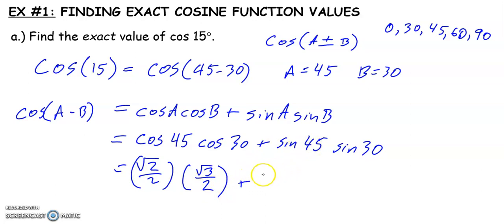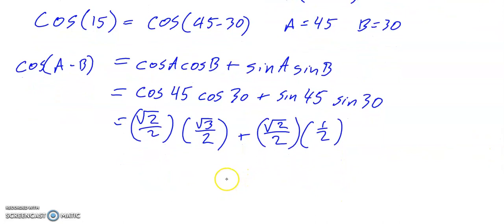Plus the sine of 45, radical 2 over 2. I'm getting these values from the points on my unit circle. And the sine of 30 is 1/2. So for this first fraction, I am going to get radical 6 over 4 plus radical 2 over 4.